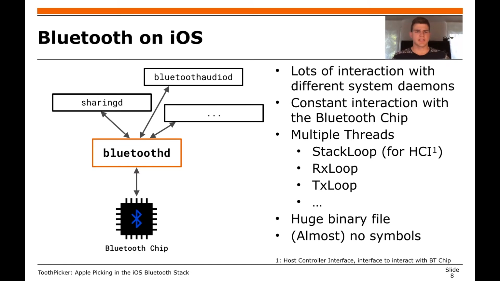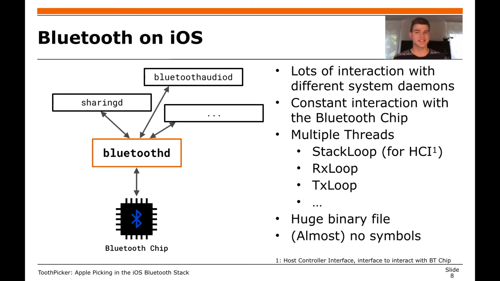So bluetoothd is a very, very large binary file and it has almost no symbols, especially for the parts that we're interested in. For the protocol parsing and protocol reception, there are no symbols at all. This makes reverse engineering bluetoothd quite a task.